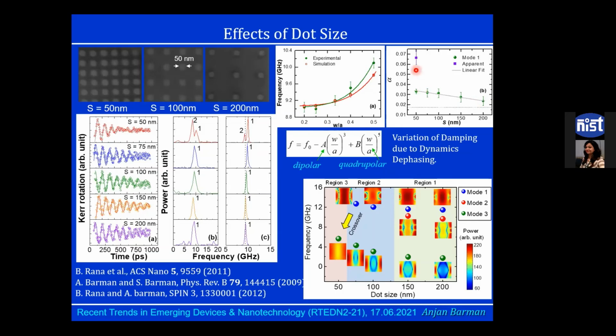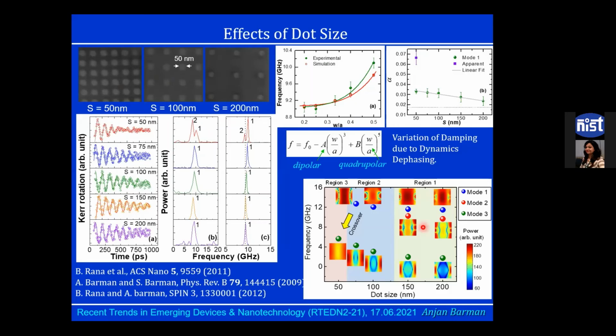This is probably due to dynamic dephasing, because when you are here, it is like individual dot behavior. Slowly, when you go to this kind of regime, the dots are precessing and have slightly different shape and size, so their frequencies will be slightly different. So they can give rise to an inhomogeneous line broadening and a dephasing, and that can give rise to a large value of the damping.